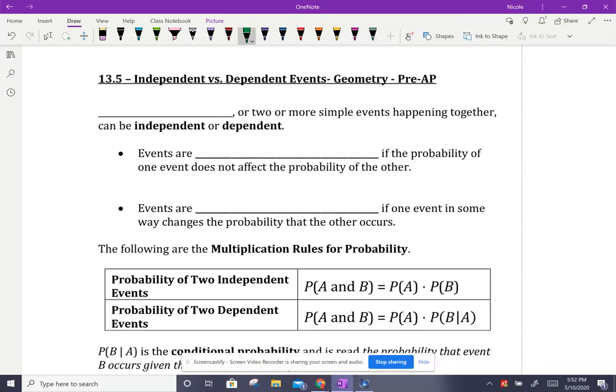Hi guys, we are going to be going over 13.5, which has to do with independent and dependent events in probability. So compound events, or two or more simple events happening together at the same time, can either be independent or dependent of each other. So they may impact each other or influence each other, or they could just be two things happening at the same time that have nothing to do with each other.